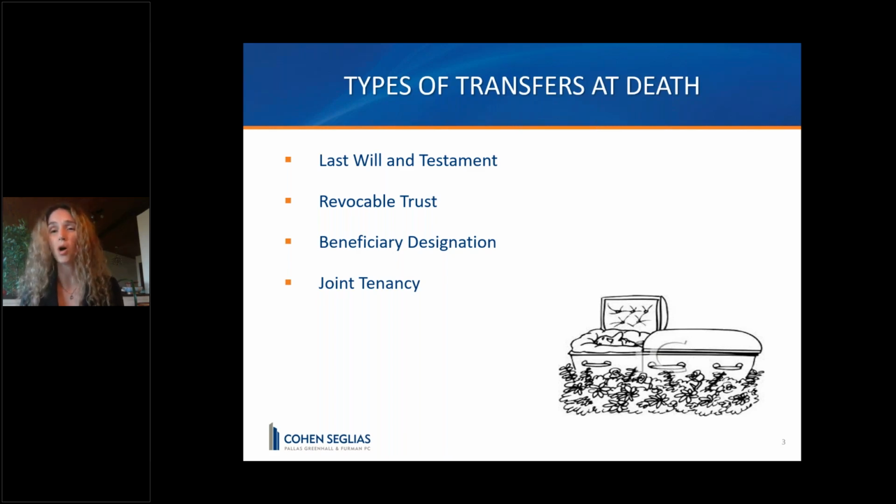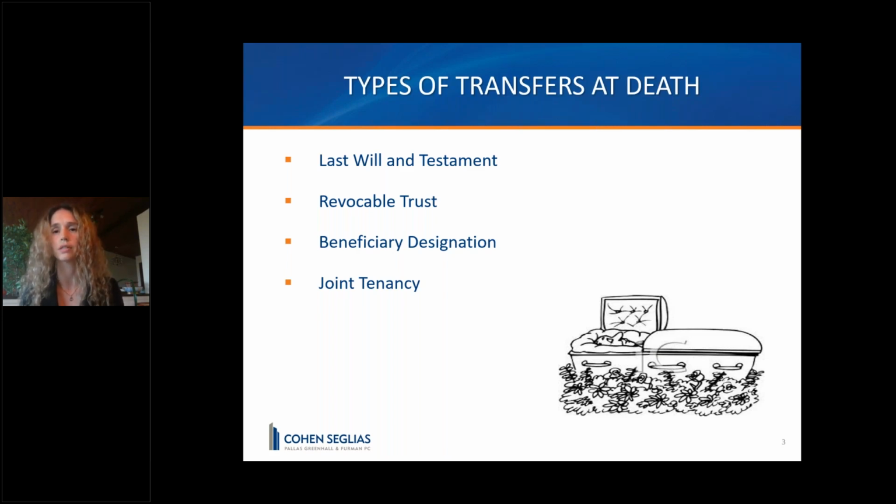Or we've got the wrong beneficiary. I have an estate administration where somebody had put a sibling as the beneficiary of an IRA before they got married and had children, and unfortunately, they never updated that designation. Now we have millions of dollars going to someone else.